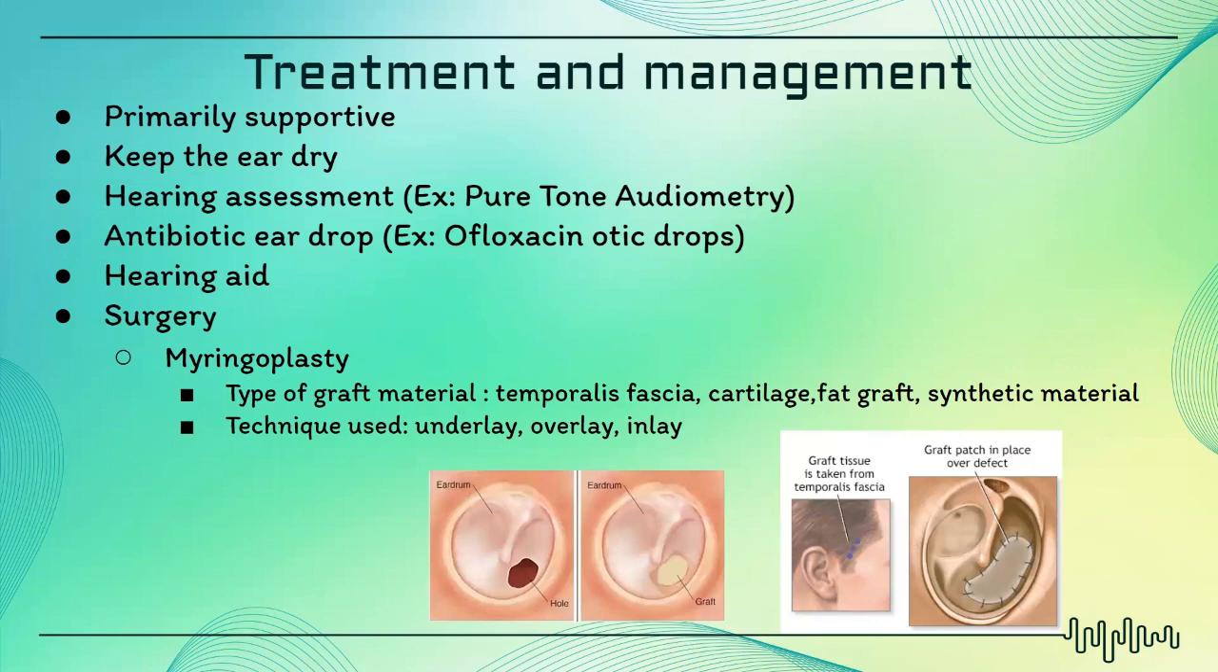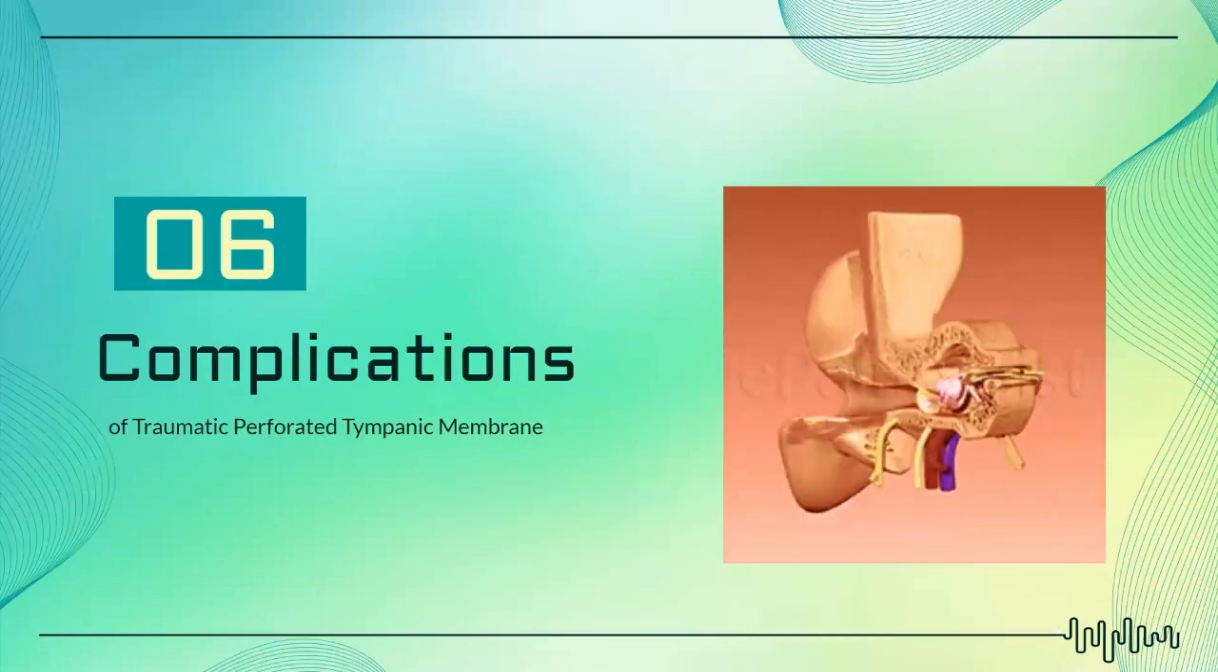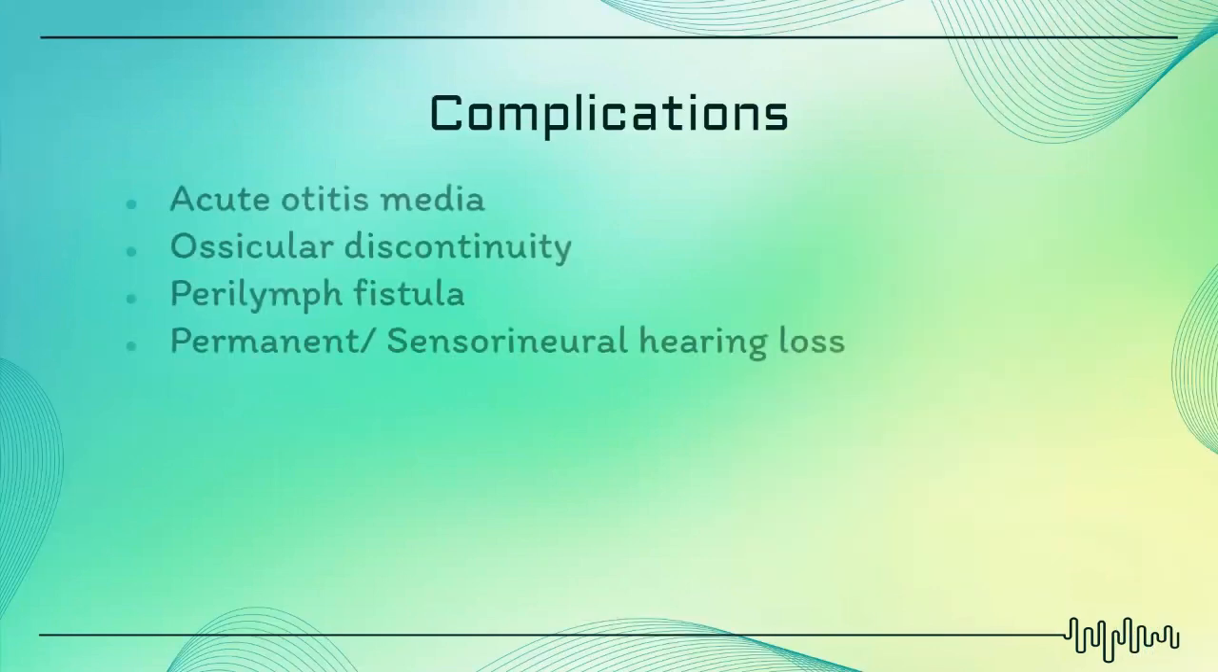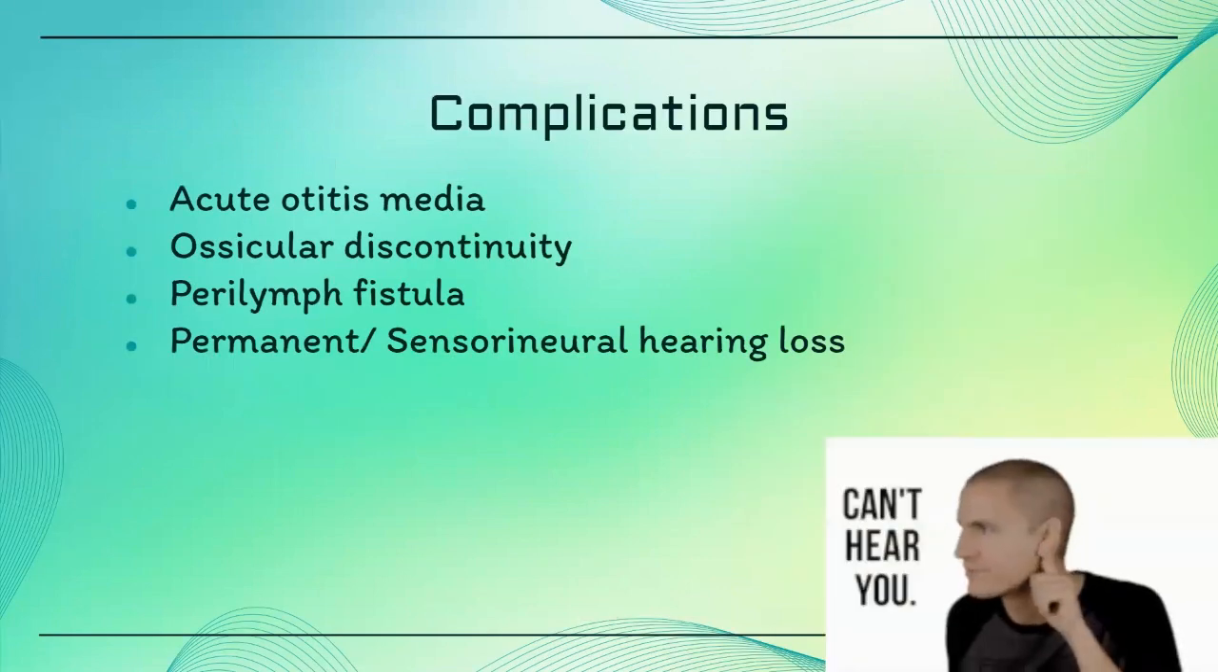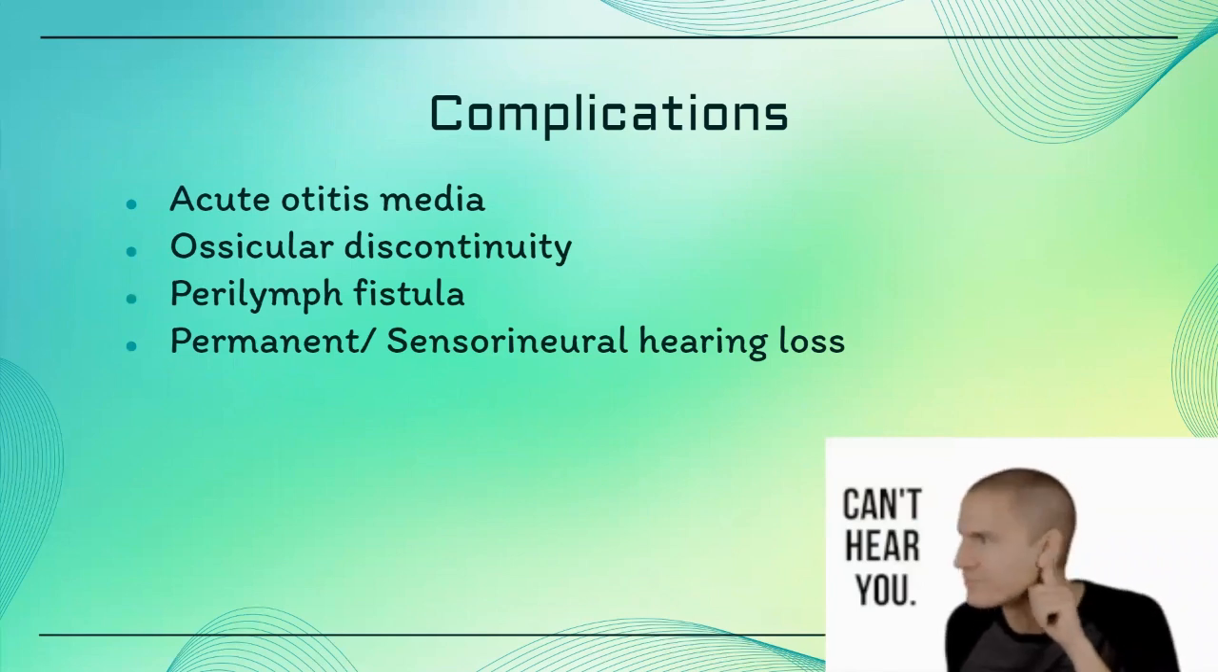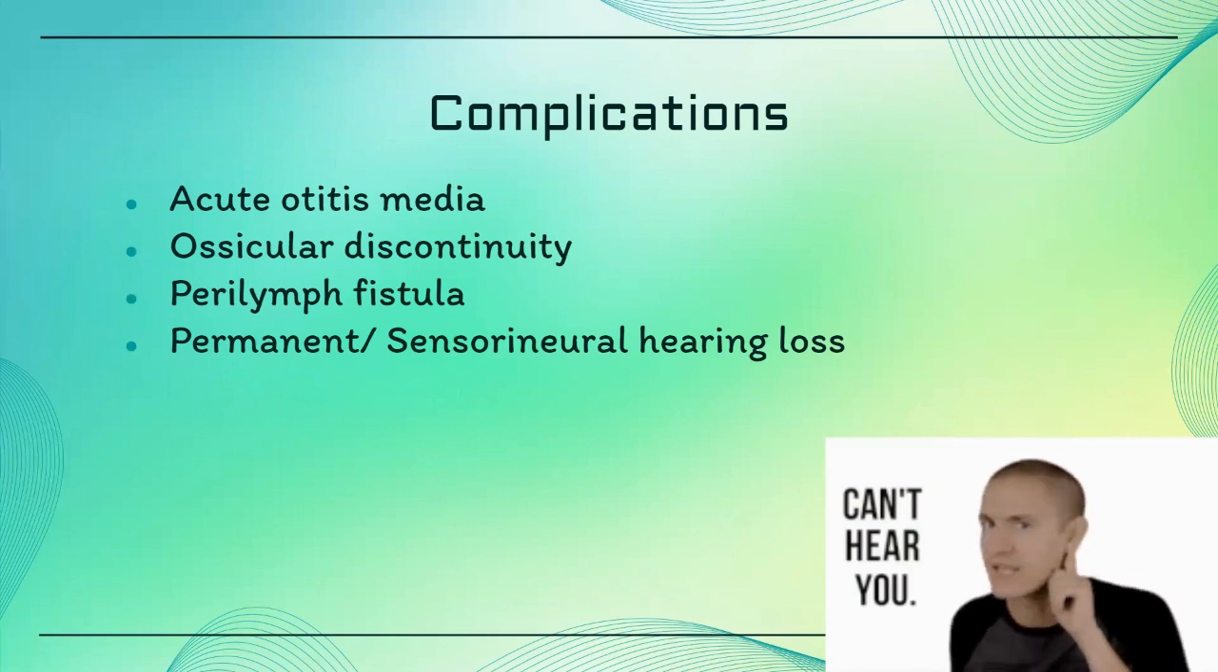The graft materials used during the surgery are temporalis fascia, which is the most common one, cartilage, fat graft, and also synthetic material. The technique used during the surgery is either underlay, overlay, or inlay. Moving on to the complications: acute otitis media, ossicular discontinuity, perilymph fistula, and permanent sensorineural hearing loss.